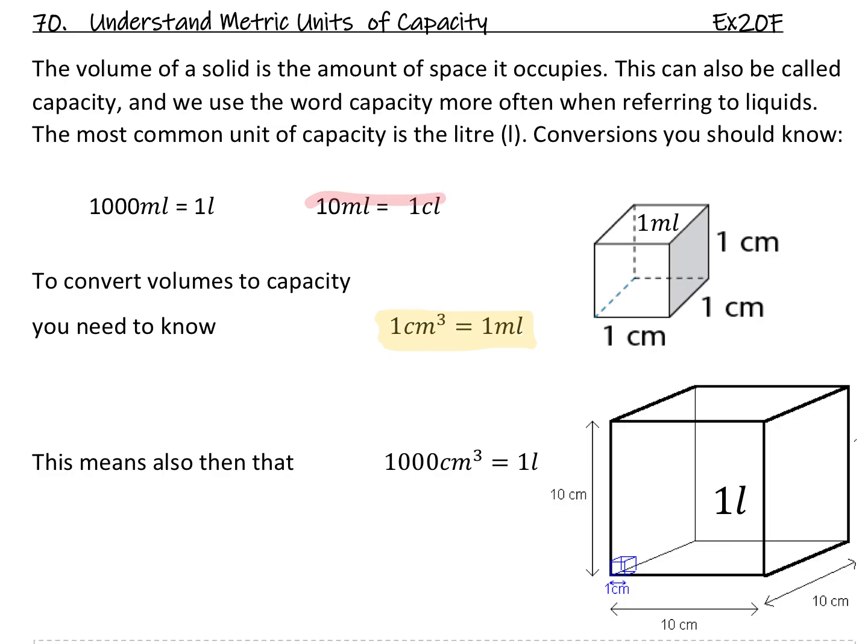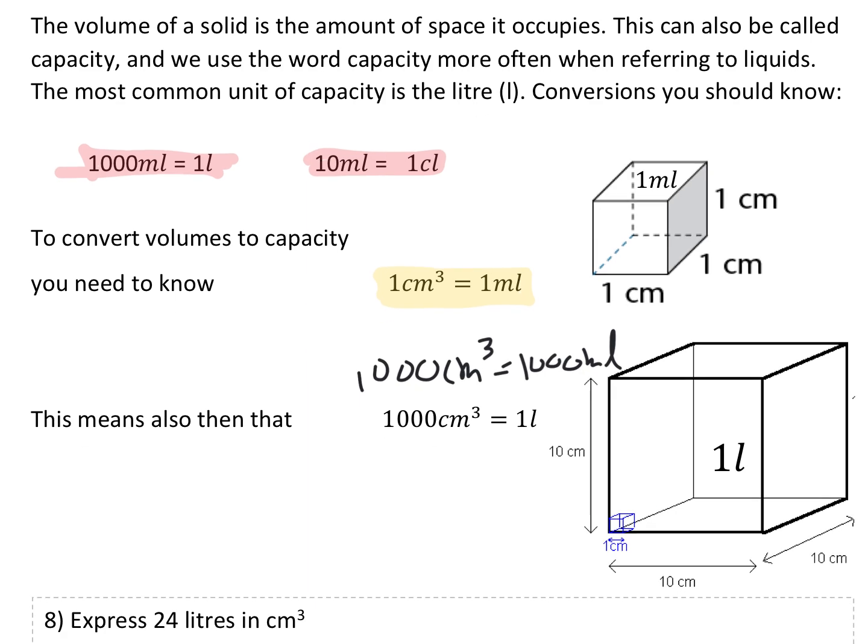Now, I'd assume you already know these here, but if you don't, you'll have to highlight and memorize those before going any further. Now, as a consequence, there's 1,000 mils in a litre. That means if you had 1 litre, that's the same as 1,000 centimetres cubed, because 1,000 centimetres cubed is 1,000 mils, but 1,000 mils is 1 litre.